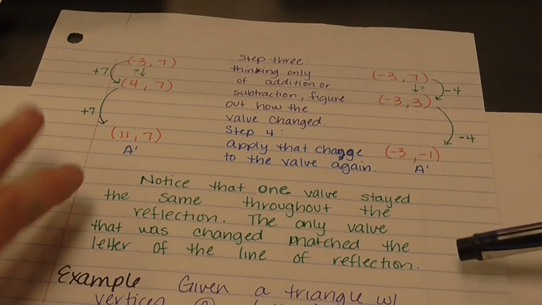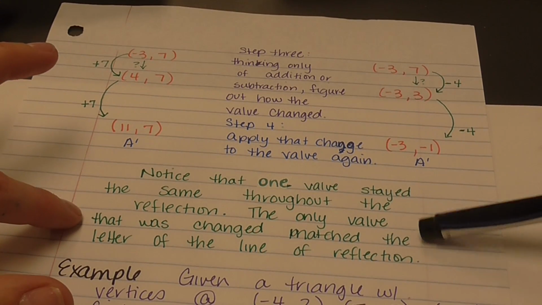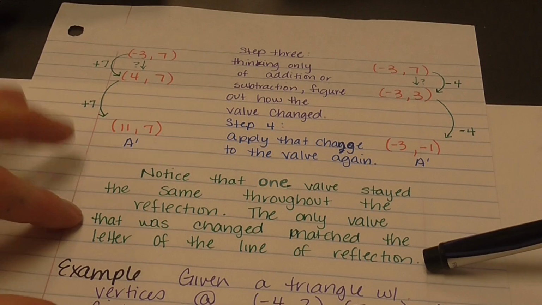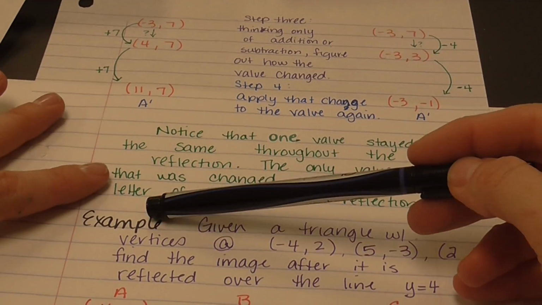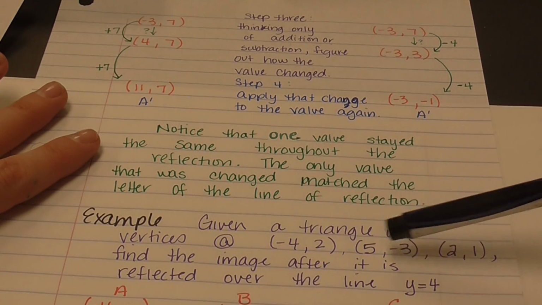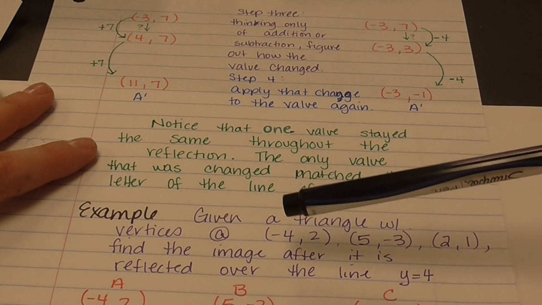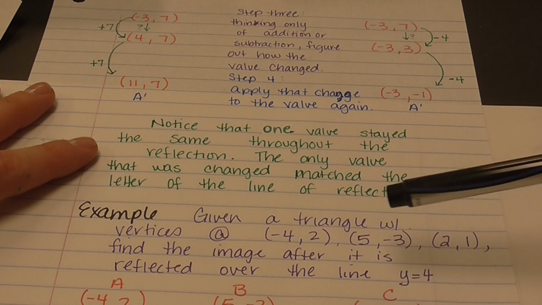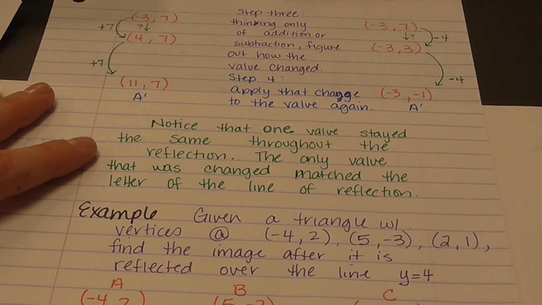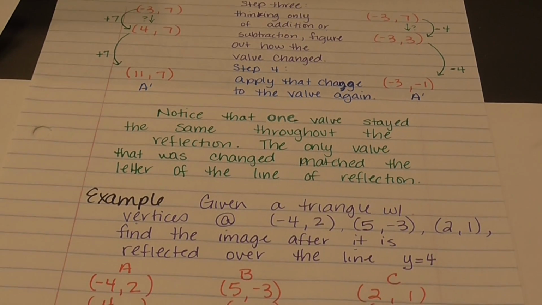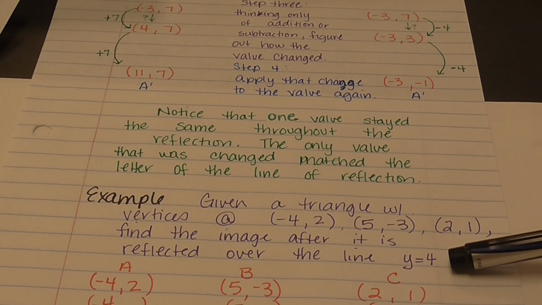So what we're going to do here is say that the only thing that's changed matches the letter of reflection. Now just another example, but now I'm going to do 3 points all in one figure. Given a triangle with the vertices at -4, 2, at 5, -3, and at 2, 1, we're going to find the image after it's reflected over the line y equals 4.